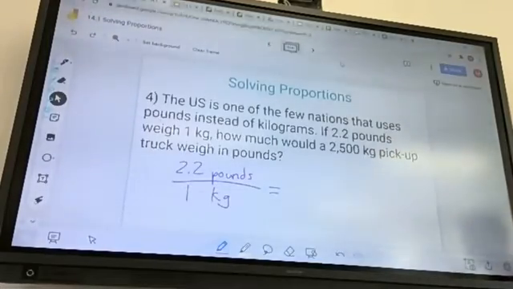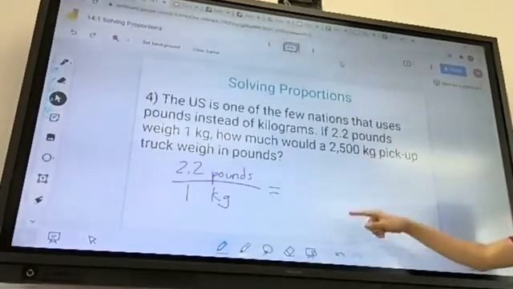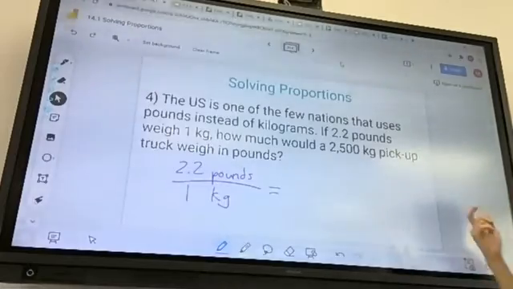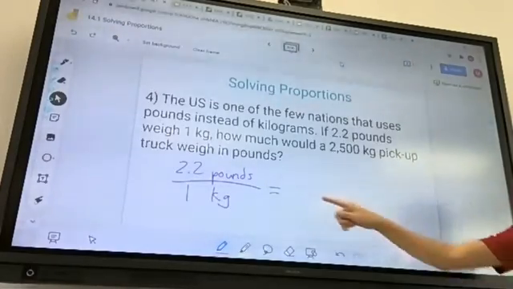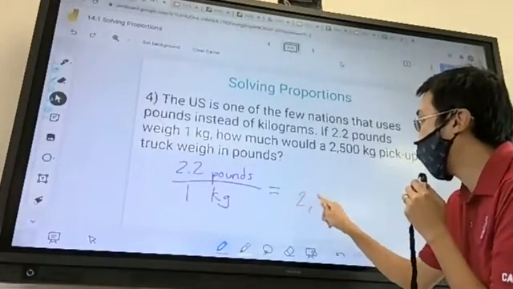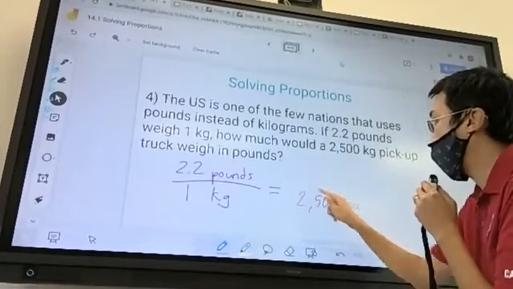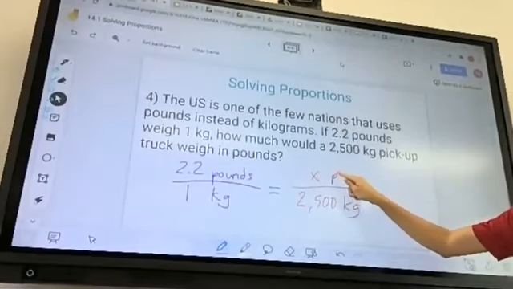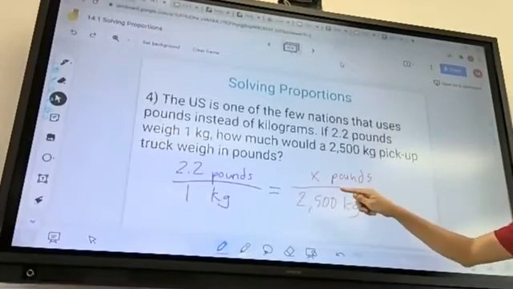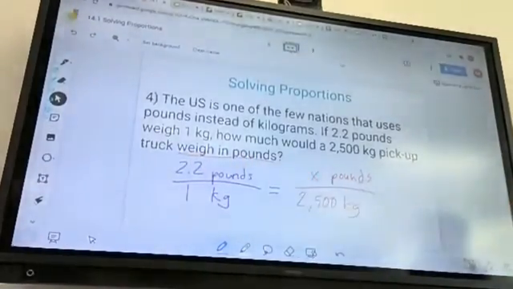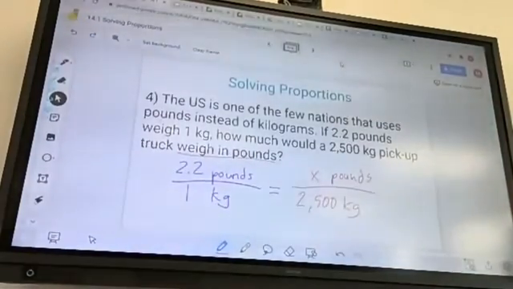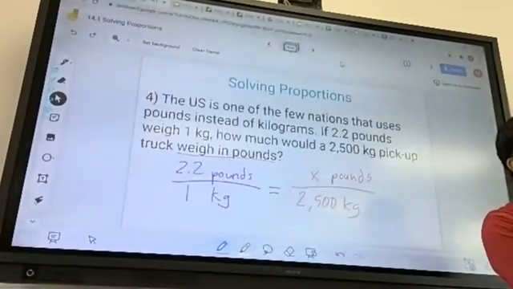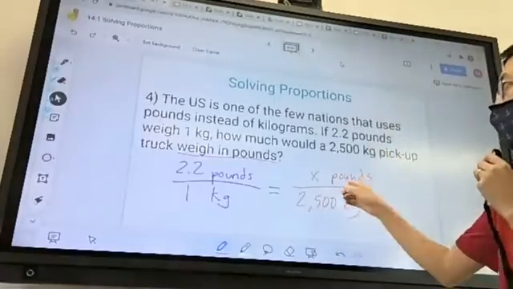2,500 is the kilograms. So would that go in the denominator or numerator? Denominator. 2,500 kilograms. We want to match up our units. Denominator, yeah. You see 1 kilogram in the denominator, we need 2,500 kilograms in the denominator as well. And then up here, we're going to write X pounds, because we're trying to figure out how much it weighs in pounds, right? We don't know the pounds. So a pickup truck is 2,500 kilograms. Okay, what does that mean? It doesn't mean anything to us Americans because we don't know what kilograms are. So we're going to transition that to pounds.